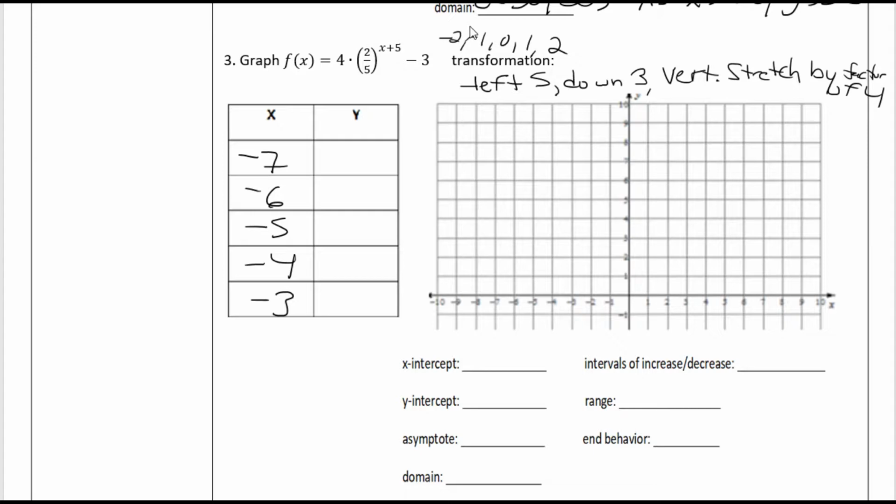So if we plug it in, we get 4 times 2/5 to the, now if we plug in -7, -7 plus 5 is -2. So now we have 4 times, remember, negative means flip, 5/2 to the second. 5 squared is 25, 2 squared is 4. So the 4's cancel, 25 minus 3 is 22.